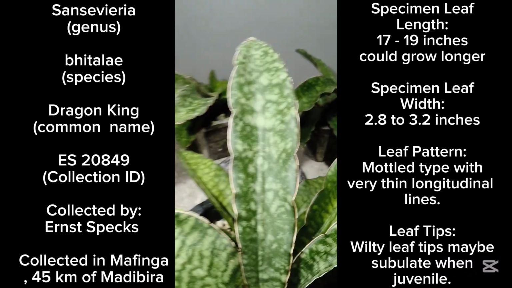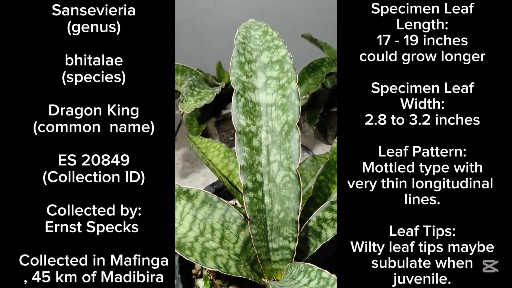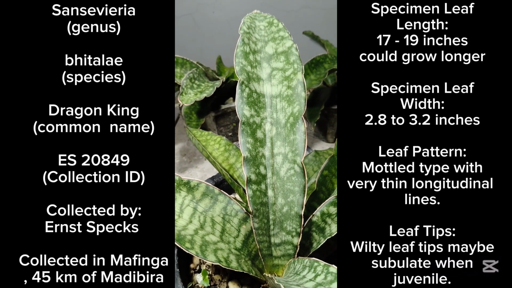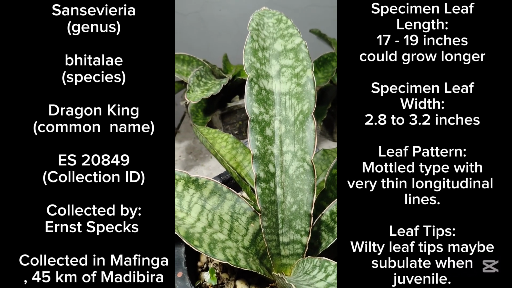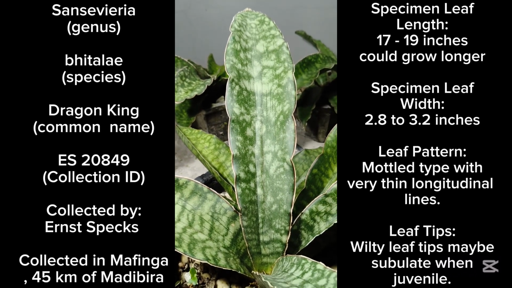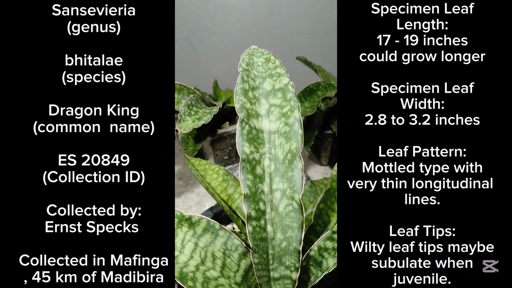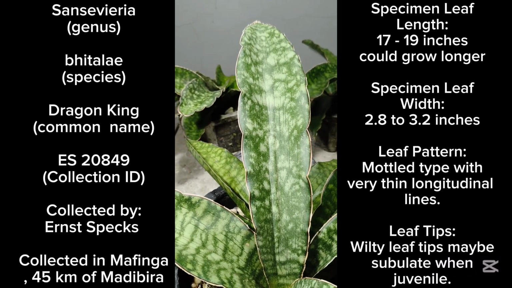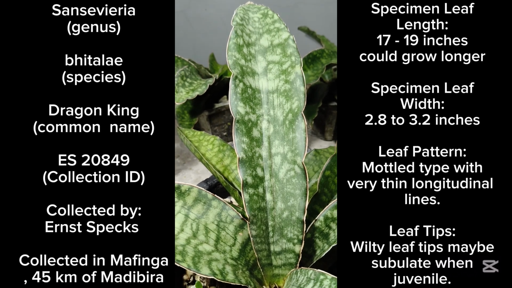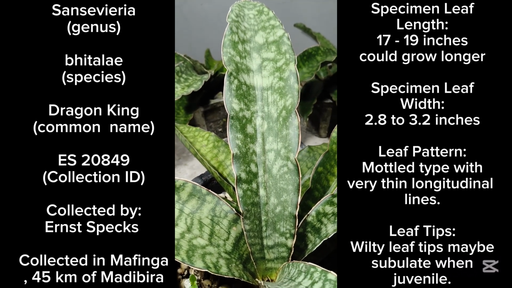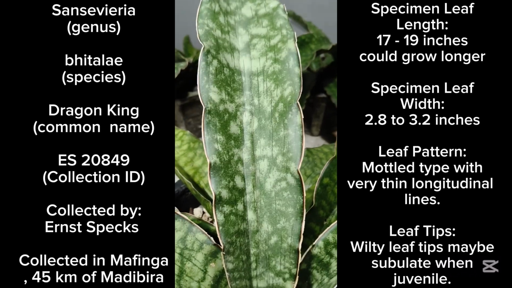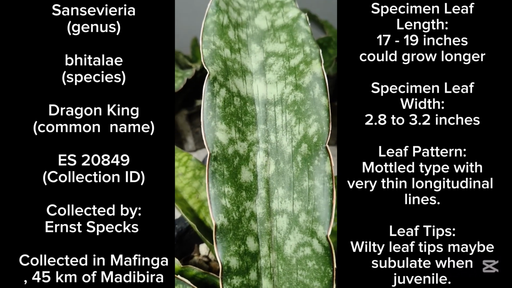There are other bhitalae that were found in Mafenga, but I'm still trying to check the accuracy before I show you more bhitalae species, because it is very difficult to identify them, especially if they have variegations on them. Most probably you will not be able to identify if you really have an authentic Dragon King without the pattern that I am showing you right now. So this is the pattern of Dragon King.